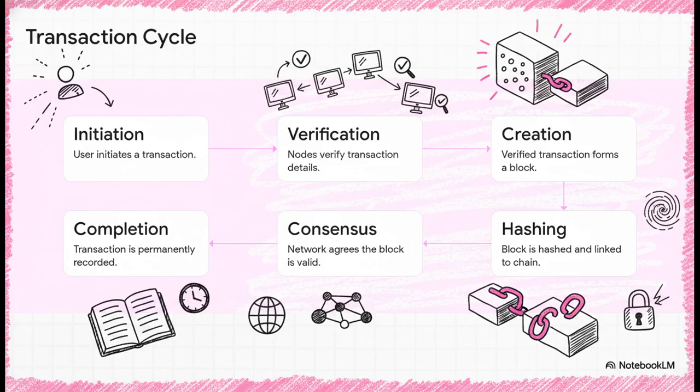Step 4. That block is given its unique hash and mathematically linked to the previous block. Step 5. The network reaches consensus that the block is indeed valid. And finally, Step 6. The transaction is permanently completed and recorded for everyone to see.